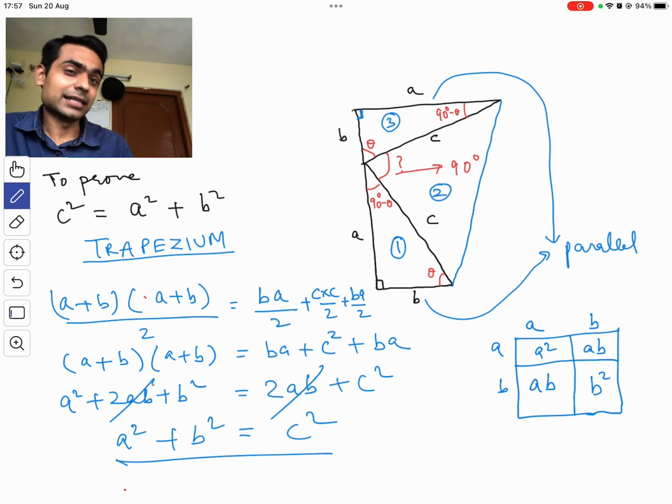And I just want to say it again, that this proof was done by James Garfield. He was the 20th president of the United States, and he was a military general also. But he used to do mathematics in his spare time, and he got this very beautiful, nice proof.